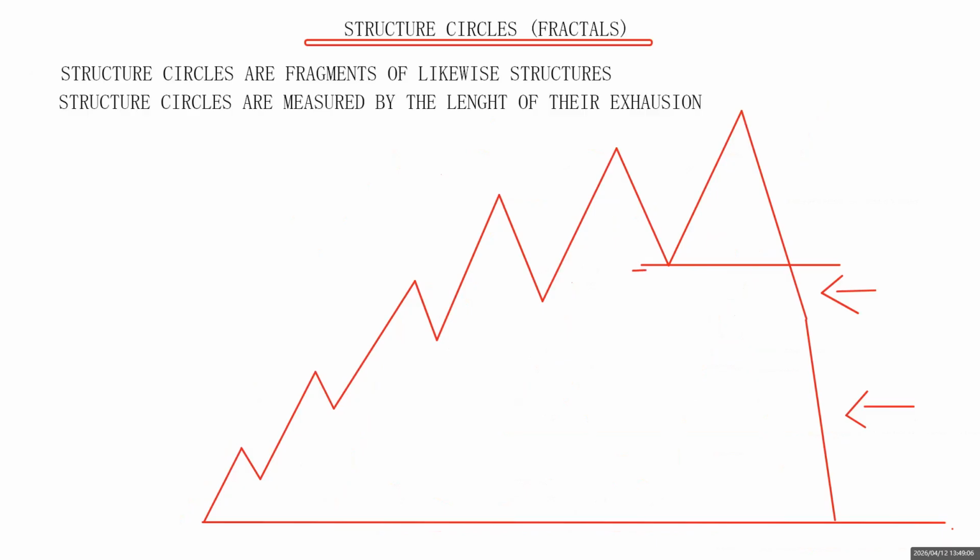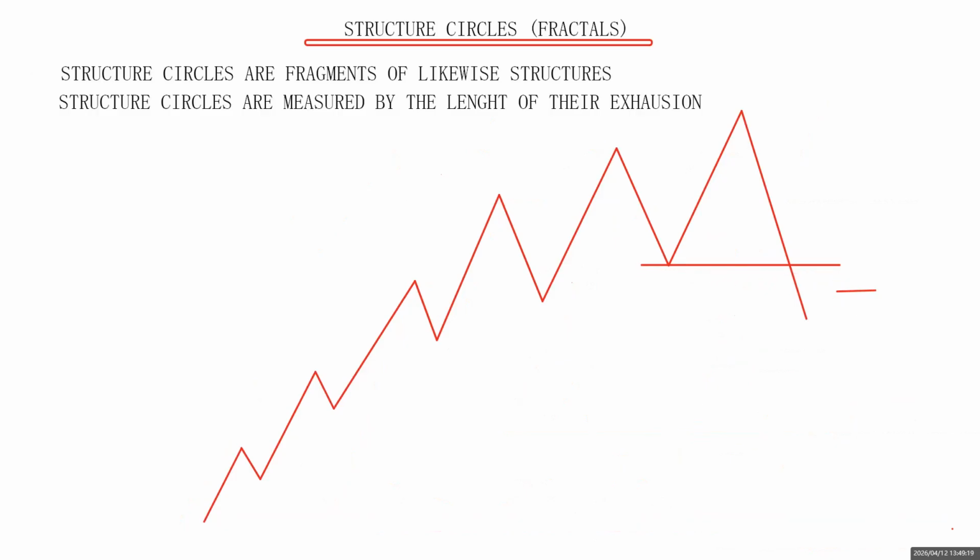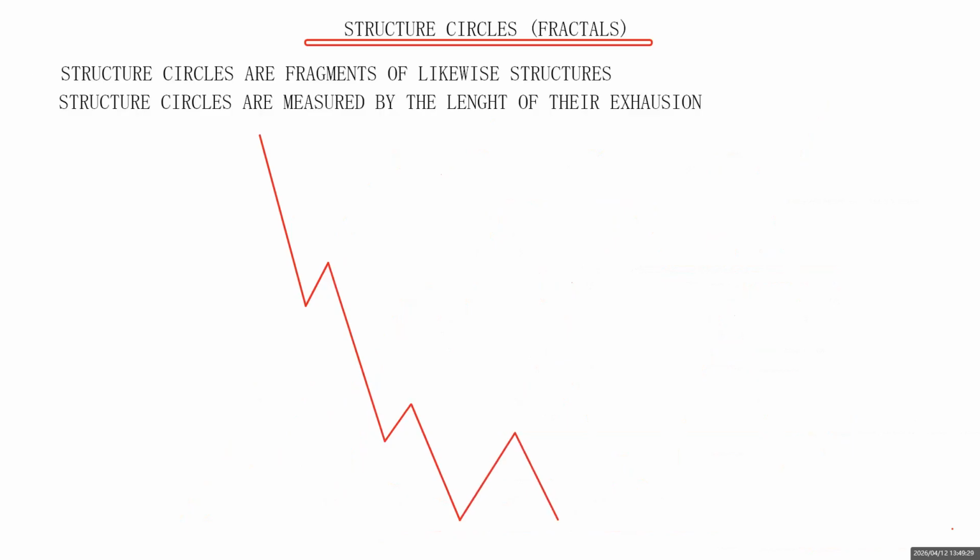if there's a change of character of a big structure, like you can see this exhaustion indicates a big structure, any change of character affects all of the smaller structure circles behind it. The same way it happens here is the same way it happens on the bearish structure. If we see prices start by making small structures, then we see prices make bigger structures, you can see this exhaustion is bigger.